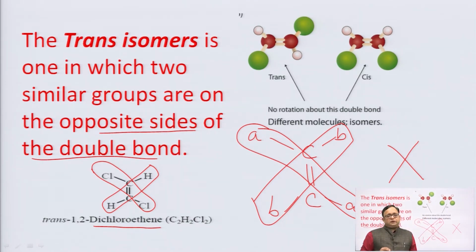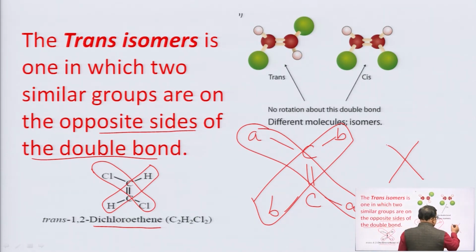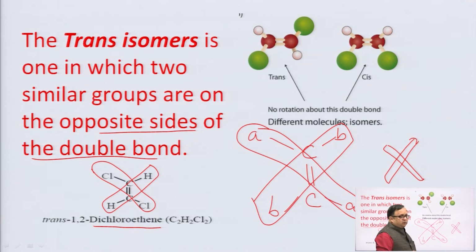This means they are present transverse to each other, in front of each other and on the opposite side of the double bond. The condition we can consider is the presence of an X. If the similar groups make a structure like X, in that condition we call it a trans isomer. We can see it with an example representation.